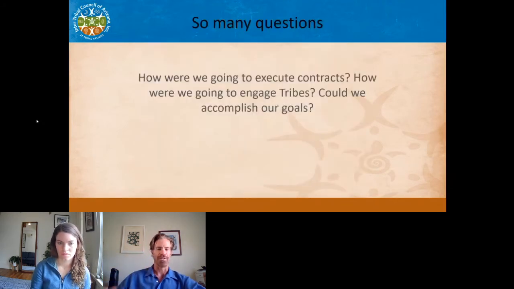So many questions. How are we going to be able to execute this grant? How can we engage with tribes? Schools were shutting down. How do you execute an environmental education plan, much less an education plan?